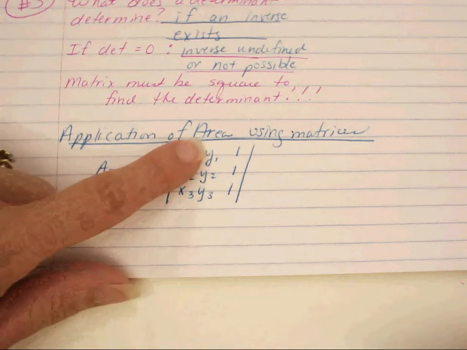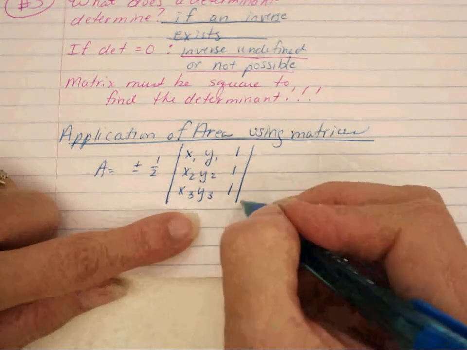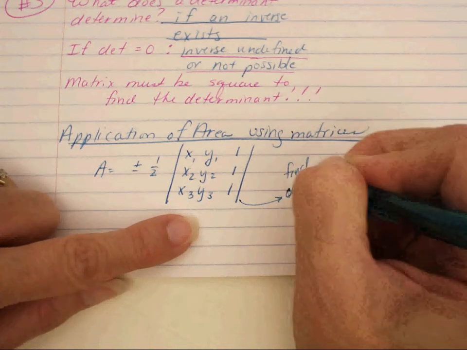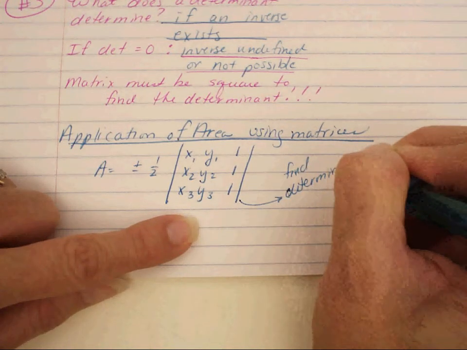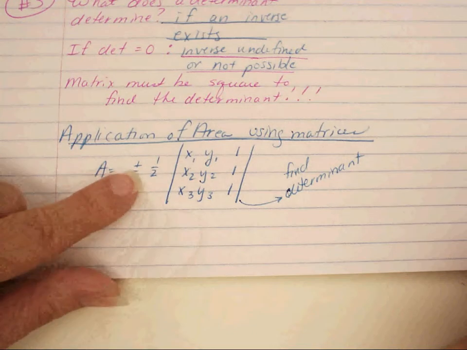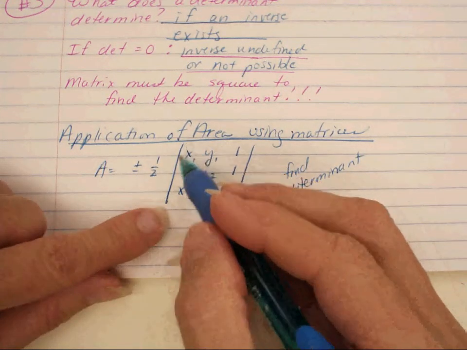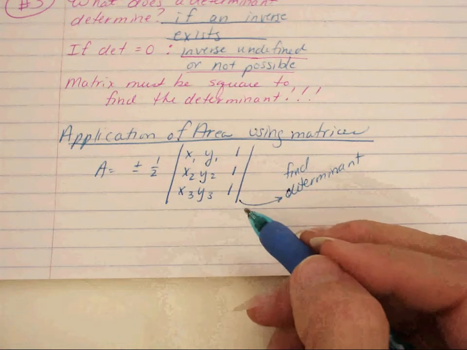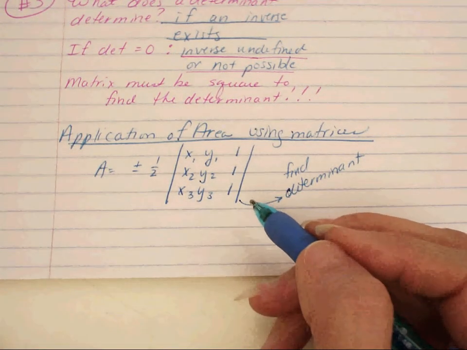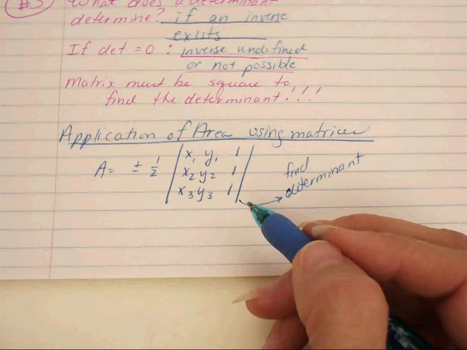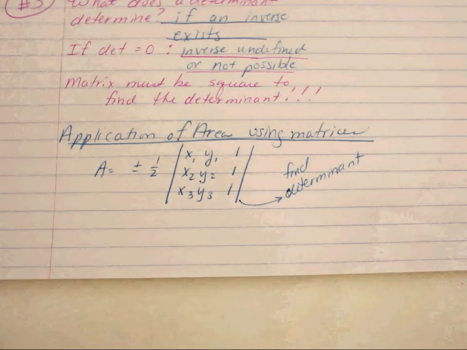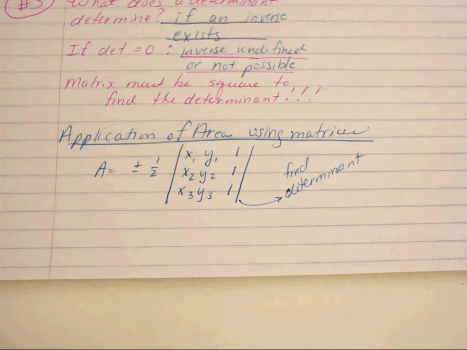All right, so when you look at the formula, when you get the determinant, remember when these look like straight sticks, that means find the determinant, and it's not going to have any words. It's just going to have plus or minus 1/2. Instead of the little brackets, which represent matrices, these are straight lines that make a matrix. And without any words, you know that means find the determinant.